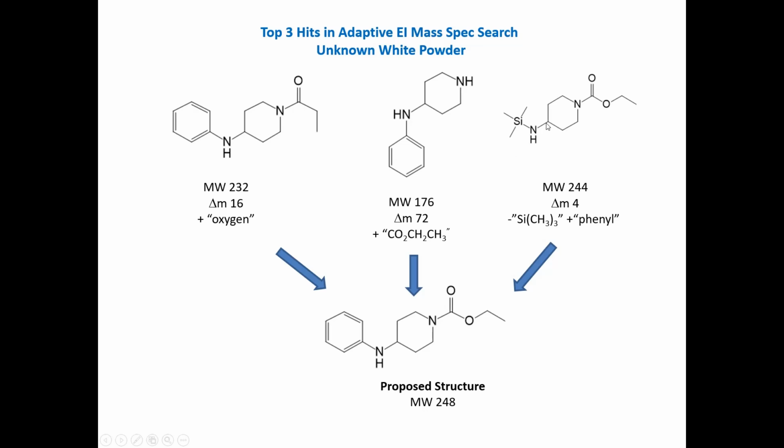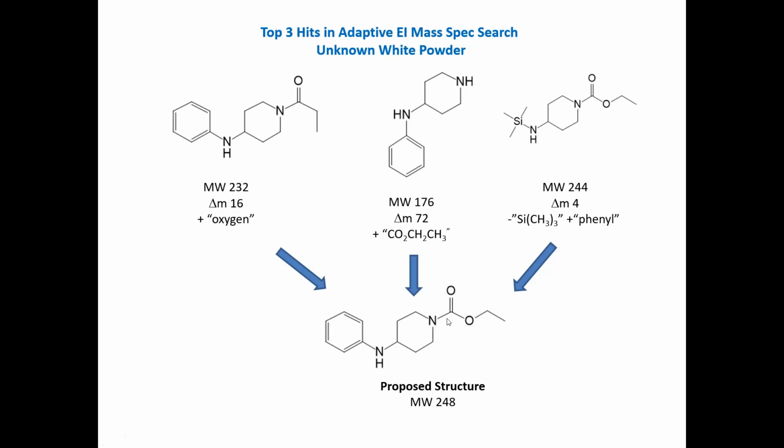And then we have another structure with a delta mass of 4 that has a trimethylsilyl group replaced by a phenyl. As is the case for a lot of adaptive searches, you often get 3 to 5 hits that tell you something about the molecule, and you have to merge them together to get a proposed structure. So if we merge these, we put an oxygen in for the one on the left. The middle one, we use the central part of the molecule. And for this one, we went with the carboethoxy group being attached to the nitrogen.